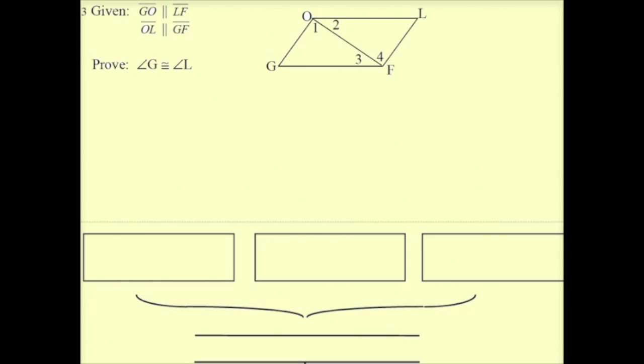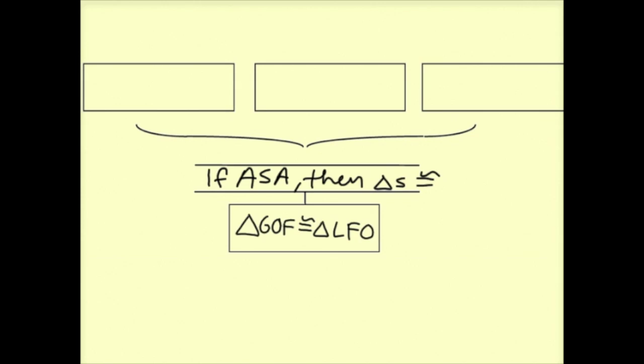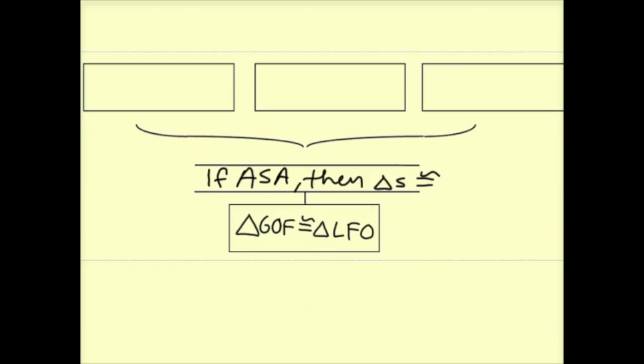All right, so earlier we talked about using the two triangles congruent as a sub-step along the way. So we want to use the fact that GOF and LFO are congruent first. However, the proof itself, remember, asked us to prove that angles G and L are congruent. And so once we've established that the two triangles themselves are congruent, we can use the CPCTC to say that angles G and L are congruent.